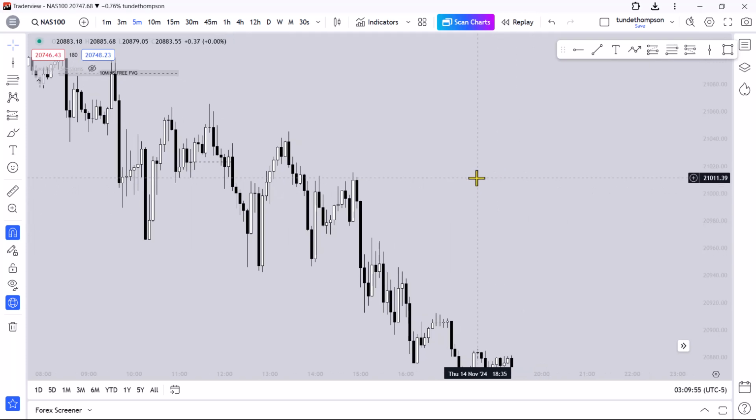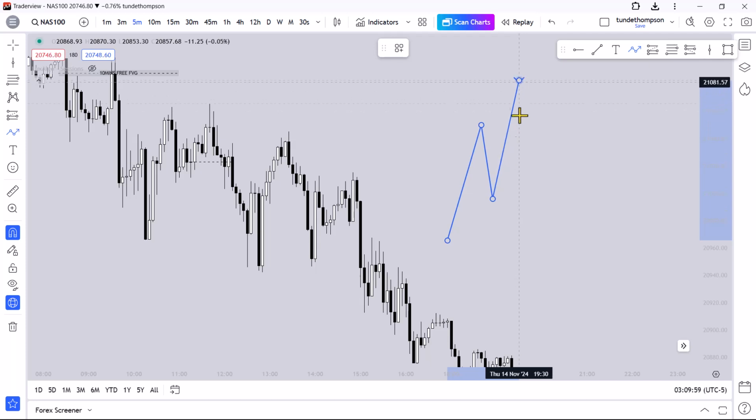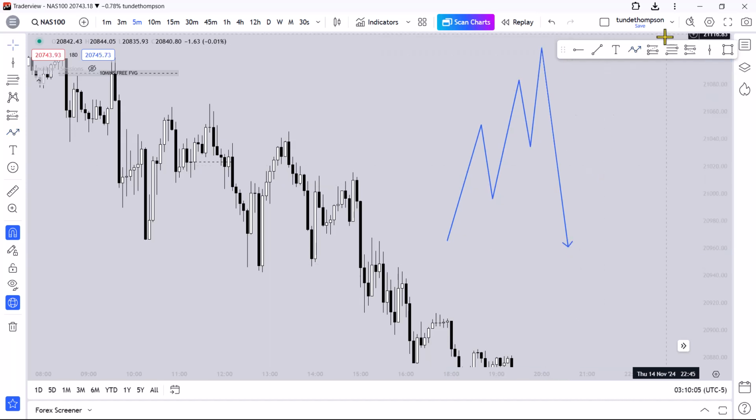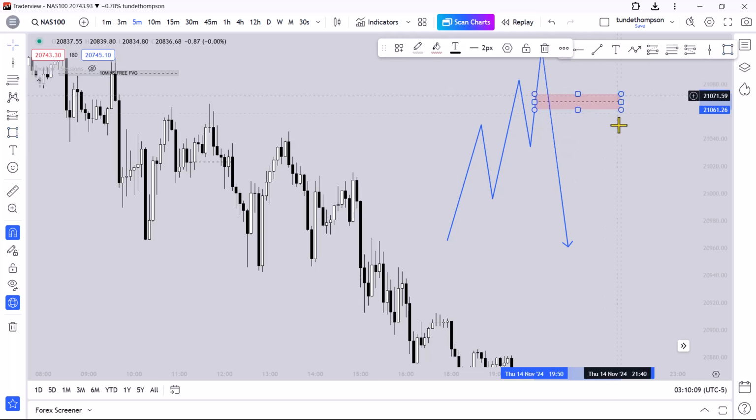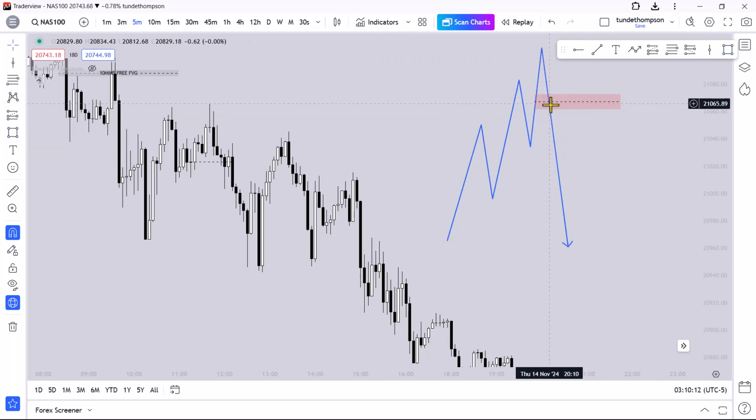This is the concept behind inversion fair value gap. When you have a buy market like this, the market is going up. Then all of a sudden, the market did something like this. Then after doing something like this, the market creates a fair value gap that is meant to be tested here for the market to continue buying.